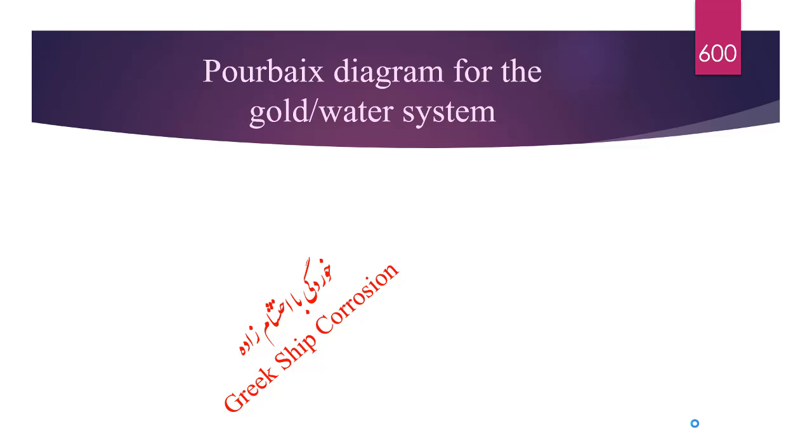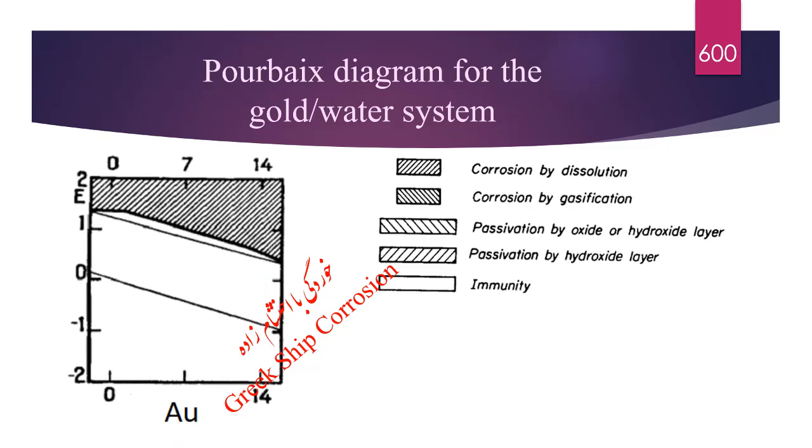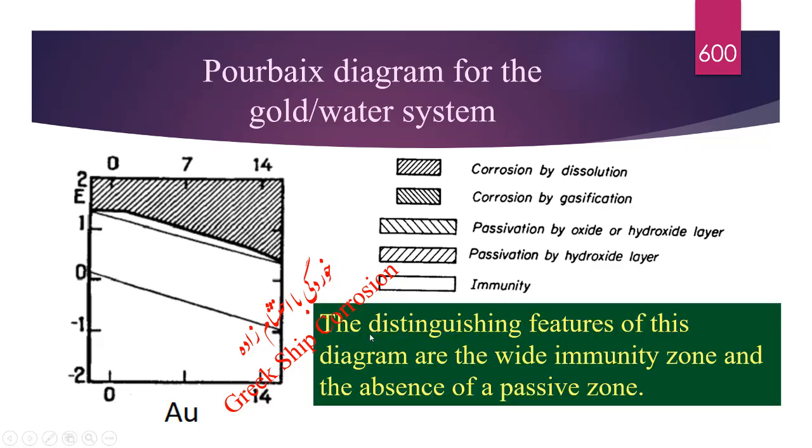Pourbaix diagram for the gold-water system. The hachures are introduced here: corrosion by dissolution, corrosion by gasification, passivation by oxide or hydroxide layer, passivation by hydroxide layer, and immunity. The distinguishing features of this diagram are the wide immunity zone and the absence of a passive zone.